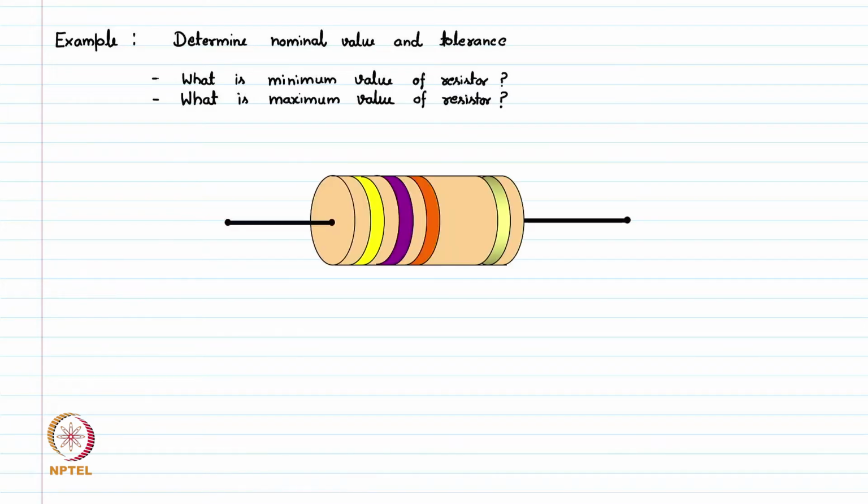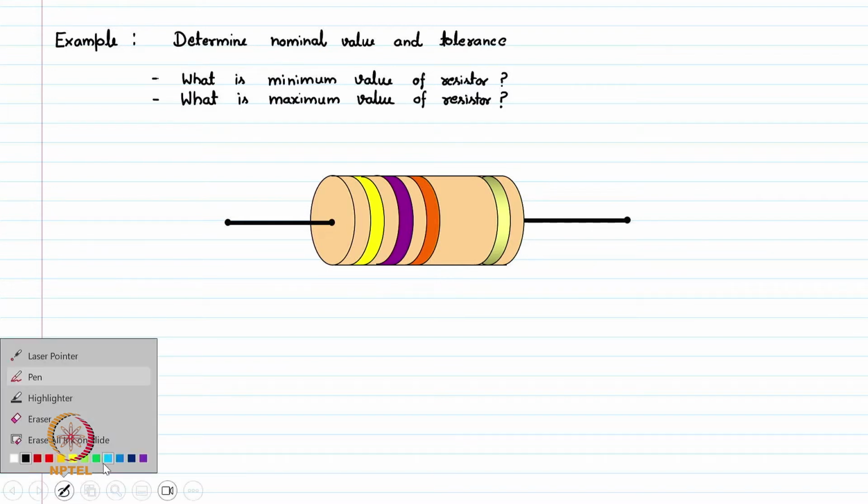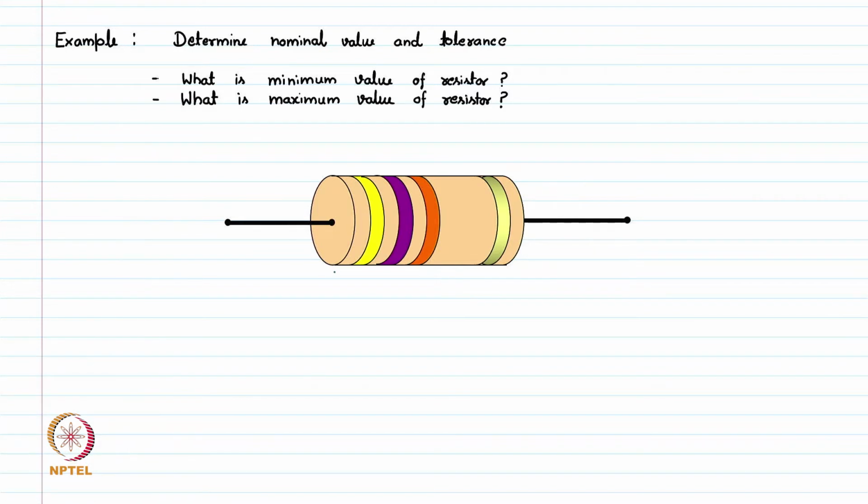So here we have this component as an example, and we want to calculate how much is the nominal and tolerance values, and what is the maximum value this resistance can have, and what is the minimum value of resistance this can have. So here again we see we have these 4 bands. The first band is yellow. This yellow color represents 4 from the color table.